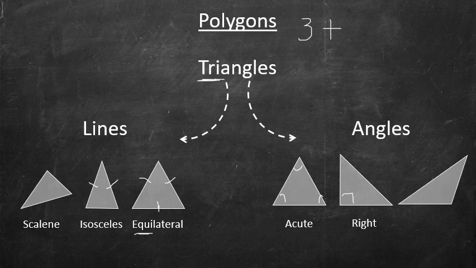Now I have a question and I want you to ponder this. Can a right triangle have more than one right angle? Answer in the comments. Okay, the last triangle we have is an obtuse triangle. And remember, obtuse angles measure more than 90 degrees. So an obtuse triangle must have at least one angle that measures more than 90 degrees. Okay?